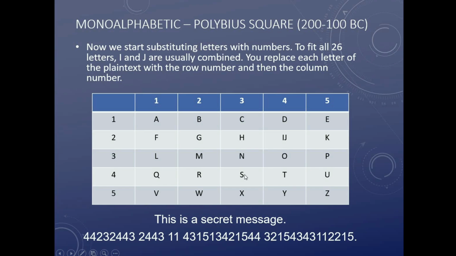Now, this is one of the first where the output is larger than the input, because for every one letter, you're going to have two characters. Now again, we can greatly increase the strength of this thing by not putting the alphabet in alphabetical order, but writing it some other way. But here, dealing with the initial Polybius Square, it's in alphabetical order.